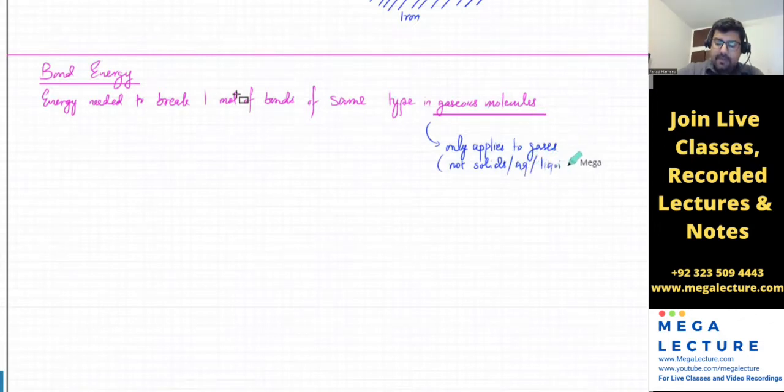Do keep this in mind. Like if you're talking about water in liquid state and you're using bond energy, then you can't use it because it's not defined for liquid molecules. It's defined for gaseous molecules, and it's got to be 1 mole of bonds of the same type.